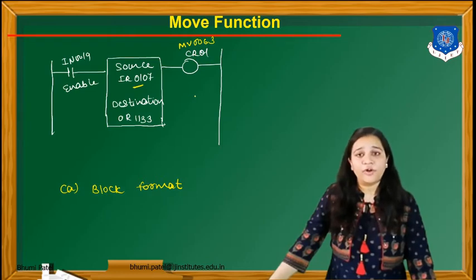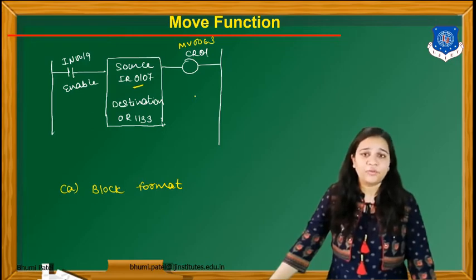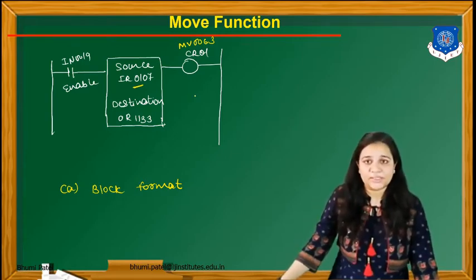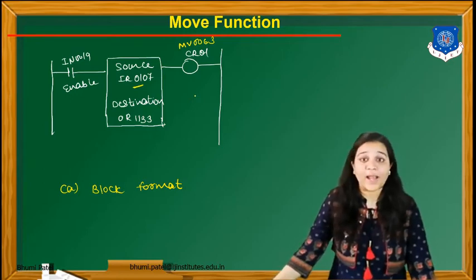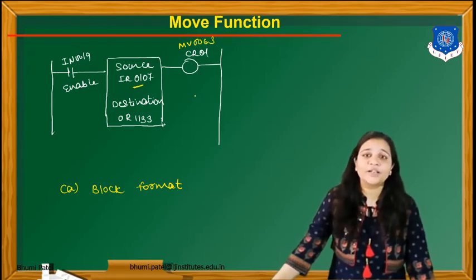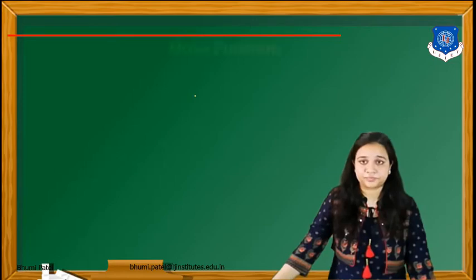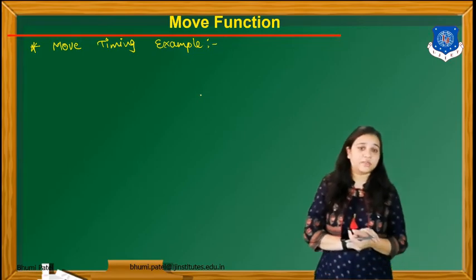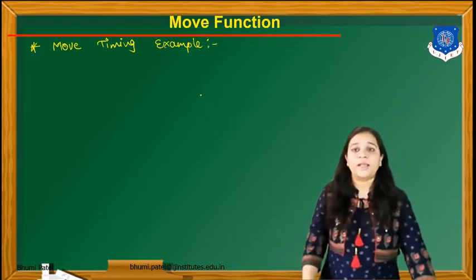Now this is the block format, and the most important thing is the command for the move format, MV 0063. As you remember, when we studied the arithmetic operations, addition and subtraction, we had to write a command for the addition. So whenever you move the data from one location to another, we have to write the command MV. Okay, so this is the block format whenever we use the move function. Now next is the move timing diagram.